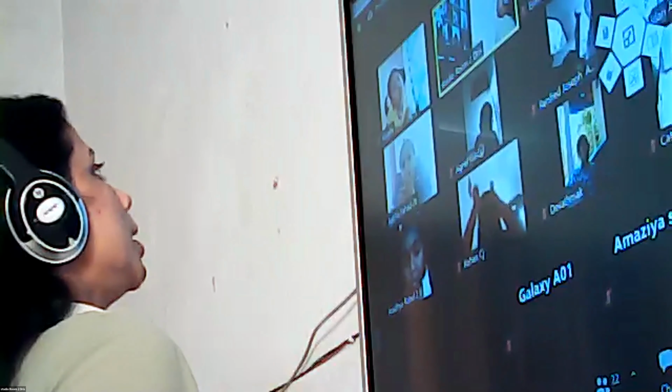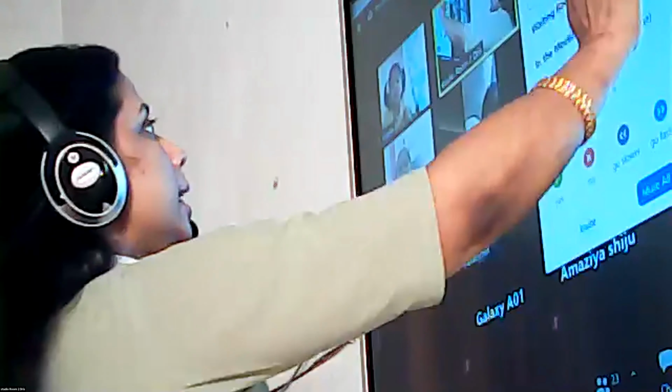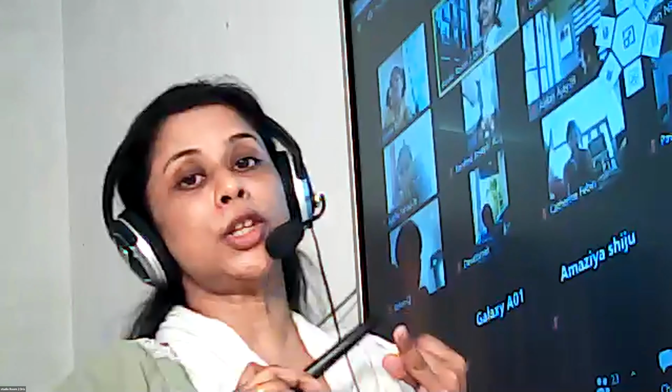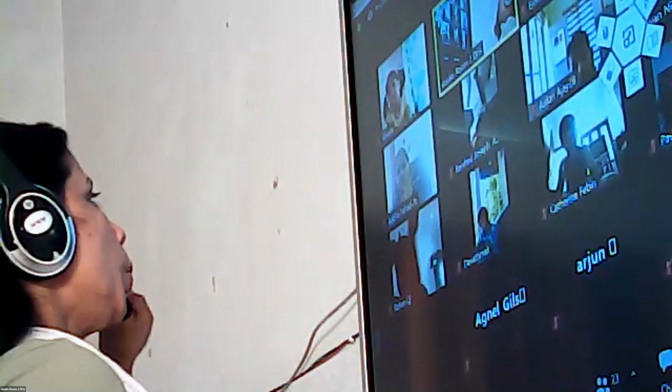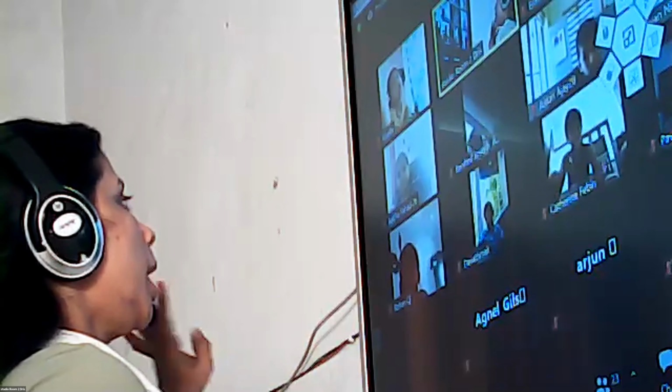The first one is the masculine gender. The second one is the feminine gender. The third one is the common gender. And the fourth one is the neuter gender. Clear? So genders are classified into four. How many genders are there, children? We have four genders. What are they?